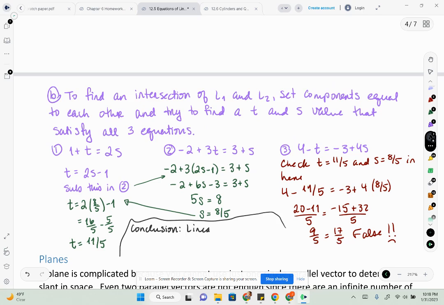is that the lines are skew because they are not parallel or intersecting.